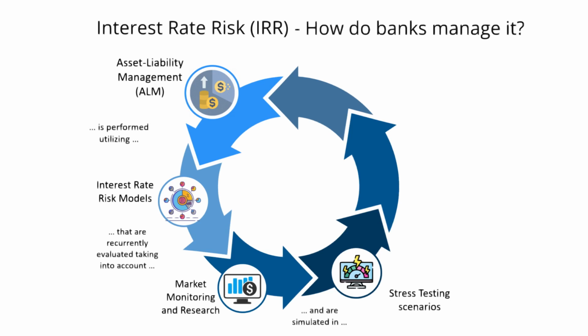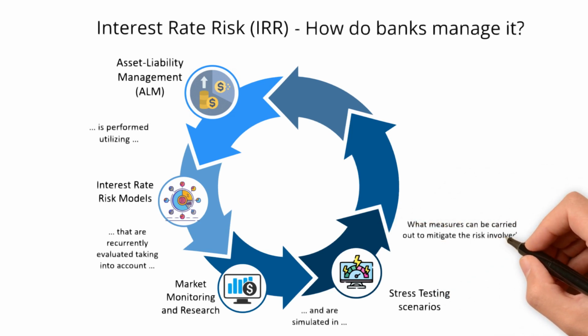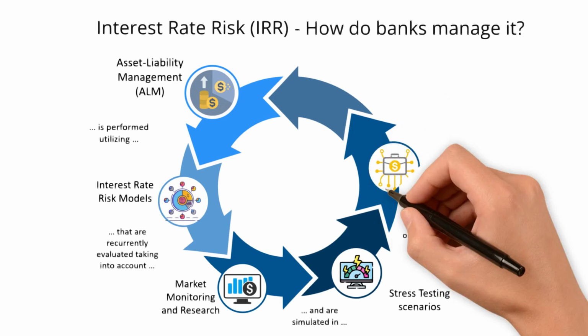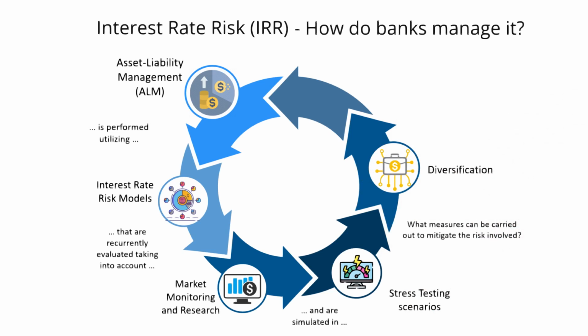What measures can be carried out to mitigate the risk involved? Generally speaking, diversified portfolios are less prone to entail losses in times of stress. Banks diversify their asset and liability portfolios to reduce interest rate risk. By holding a mix of assets with varying maturities, interest rate repricing schedules, and interest rate sensitivities, banks can offset the impact of interest rate changes. Similarly, diversifying funding sources and customer deposits across different maturities and interest rate structures helps to manage interest rate risk.